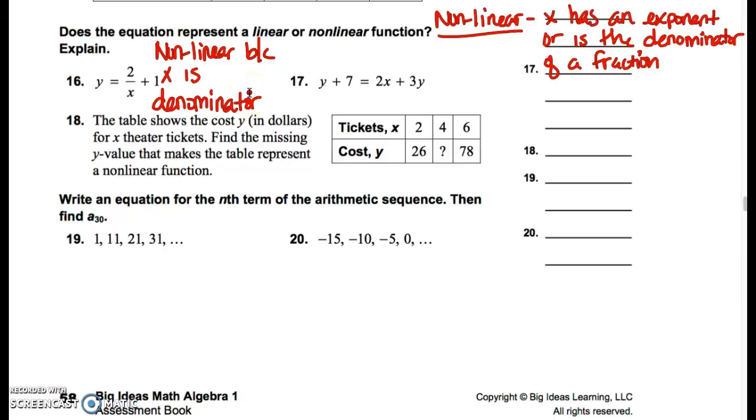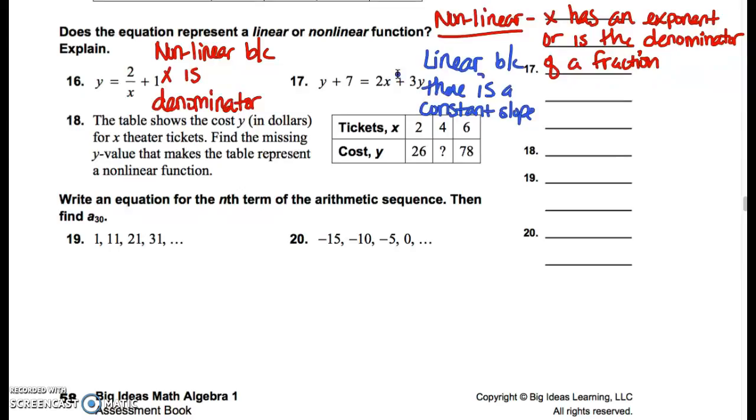Okay, for 17, x doesn't have an exponent and it's not the bottom of a fraction, so this one will be linear. And we'll say for our explanation on this, because there is a constant slope. There's no exponent with it, and it's not the denominator of a fraction. Okay?